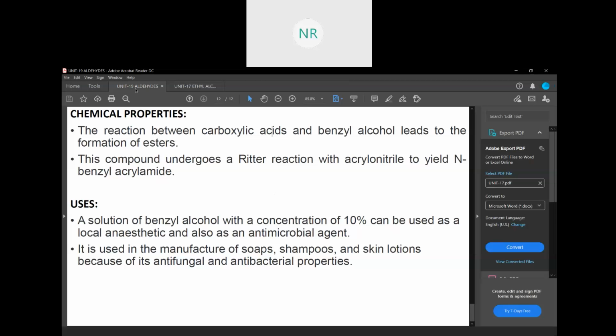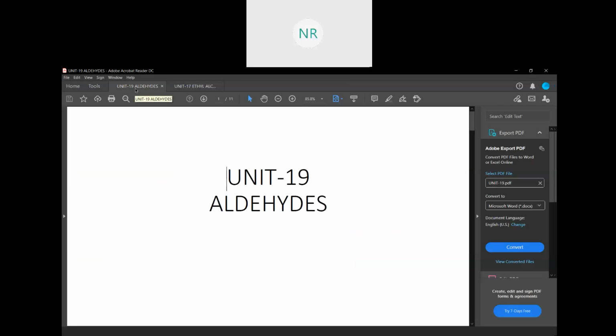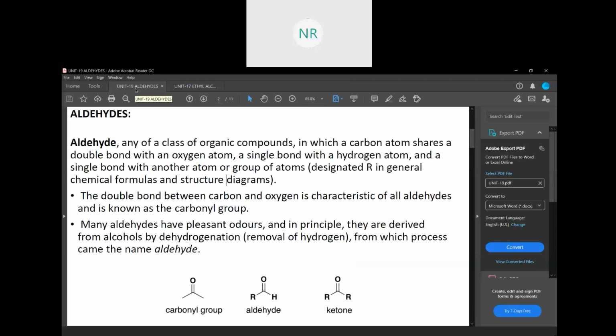Okay, so next we'll be moving to unit 19, aldehydes. Okay, so what are aldehydes? So aldehyde is any class of organic compounds in which a carbon atom shares a double bond with an oxygen atom, a single bond with a hydrogen atom, and a single bond with another atom or group of atoms. So that other atom or group of atoms is indicated as R in the general formula. So that is known as aldehyde.